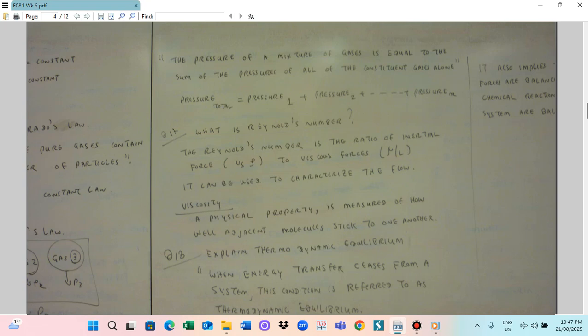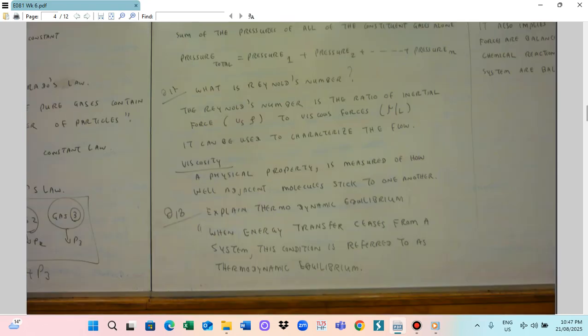Out of that we also get the viscosity. Viscosity is the physical property that measures the flow, how well the adjacent molecules stick to one another. So those are the gas molecules in the diagram you can see, and they are attaching to each other. When the viscosity is high, it is difficult to separate the molecules. When the viscosity is low, it is easier to separate the molecules.